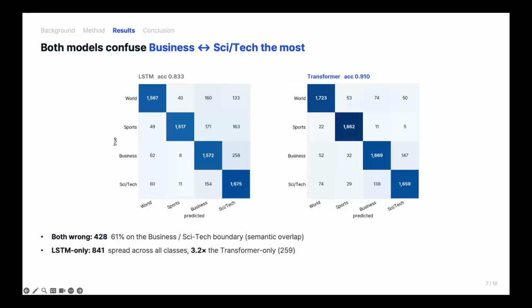Both models confuse business and science technology the most, from shared vocabulary and semantic overlap. Of the 428 cases both got wrong, 61% are on that boundary. Ambiguous labels, so it's the task, not the model. But the LSTM alone was wrong on 841 cases, 3.2 times the transformer, spread across all classes, a sign of weak generalization, even on easy examples.